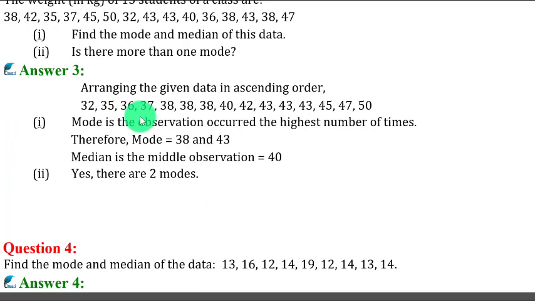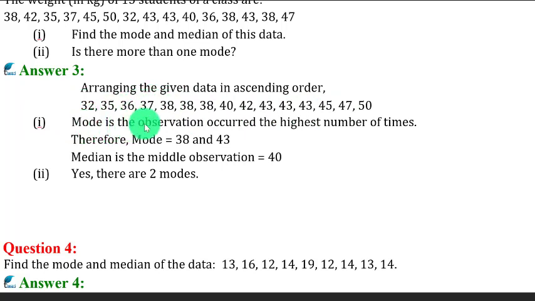So here we can take the solution. Arranging the given data in ascending order, which will be written as 32, 35, 36, 37, 38, 38, 38, 40, 42, 43, 43, 43, 45, 47, 50. So total 15 students are there. Their weights are given as follows.